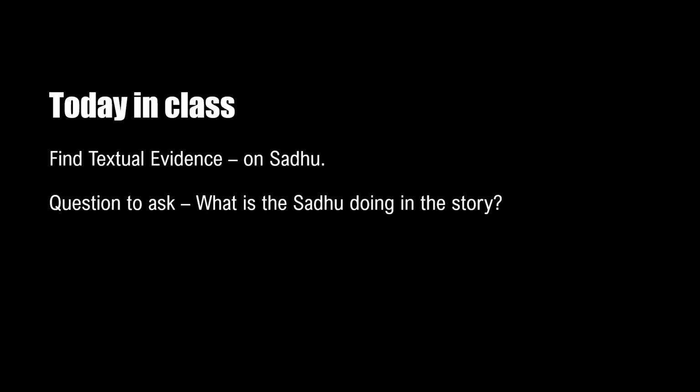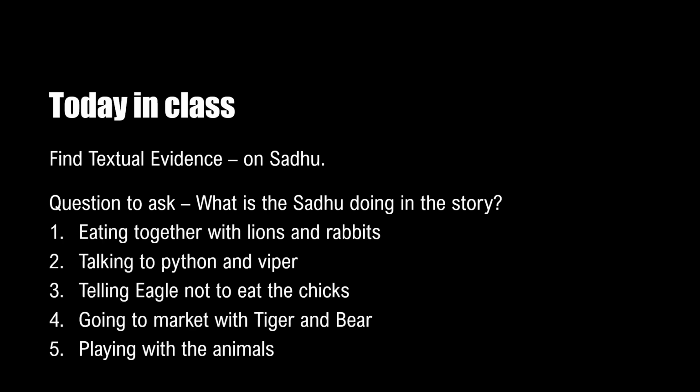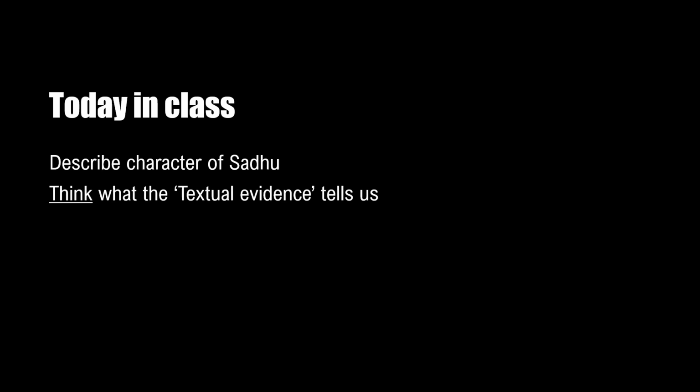Next, we are going to look at the textual evidence on the sadhu. The question we are going to ask again is, what is the sadhu doing in the story? This is what we found. The sadhu is eating together with the lions and the rabbits. He is talking to the python and the viper. He is telling the eagle not to eat the chicks. He is going to the market with the tiger and bear, and he is playing with all the animals. So that is the textual evidence.